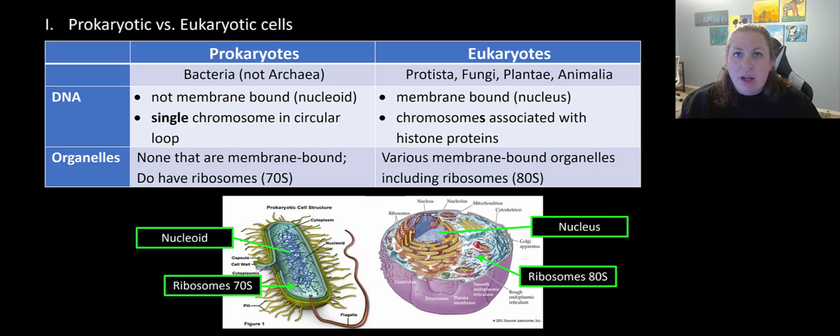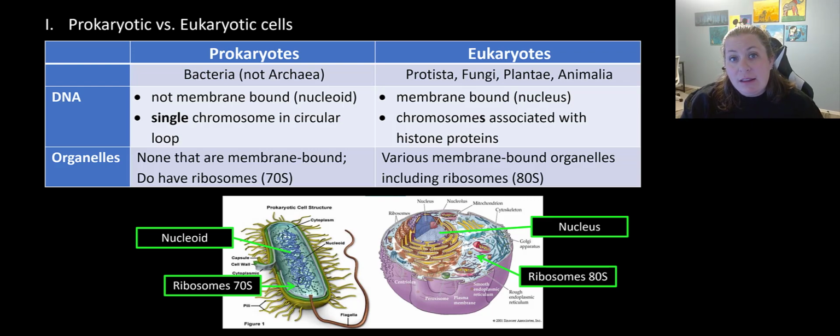For eukaryotes, the DNA is going to be bound inside of a nucleus. So not only do you have the outer membrane of the cell, you also have a membrane of the nucleus, and the DNA is inside of that. These chromosomes are associated a lot of times with proteins called histones, and they are going to wrap around it. And you're going to see that they normally have multiple chromosomes, not just one.